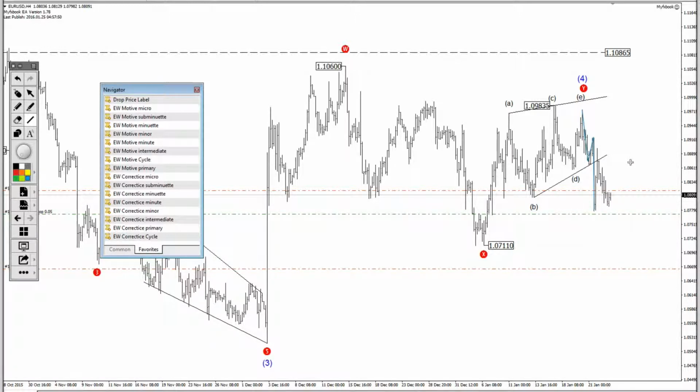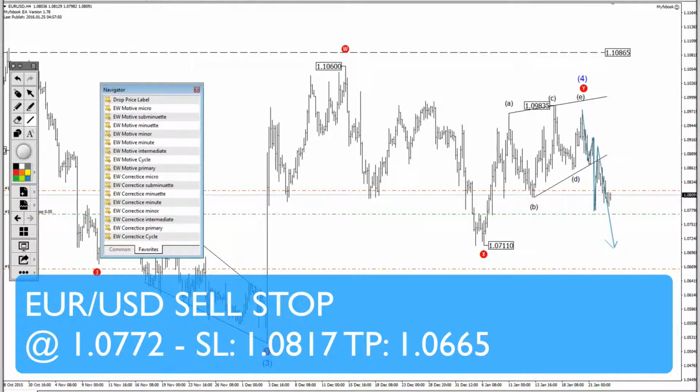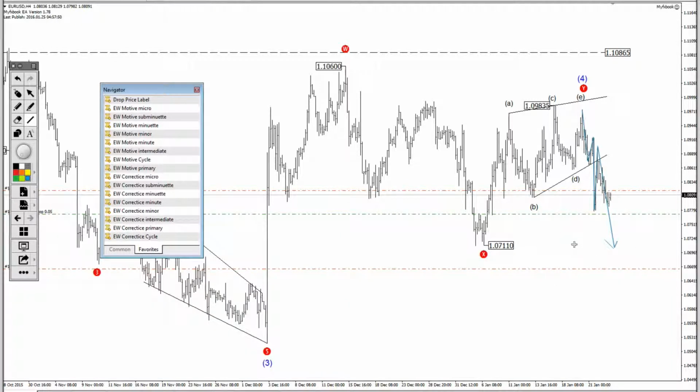So if this is indeed the start of the next impulsive wave down, if the sharp move after the strong downwards move is a correction, and now we can expect more downside, then we have a trade waiting. And the levels on the trade are EUR/USD sell stop at 107.72, stop loss 108.17, take profit 106.65. So we are waiting for the next decline to start.